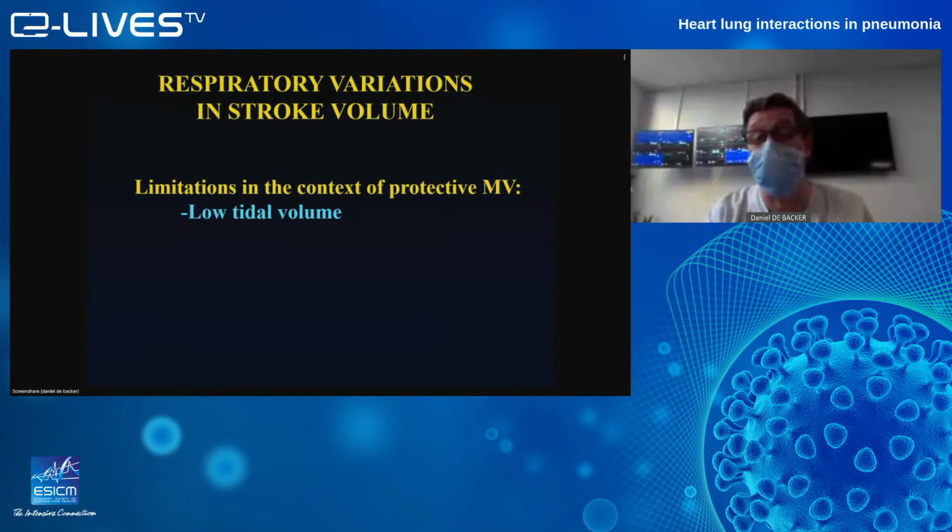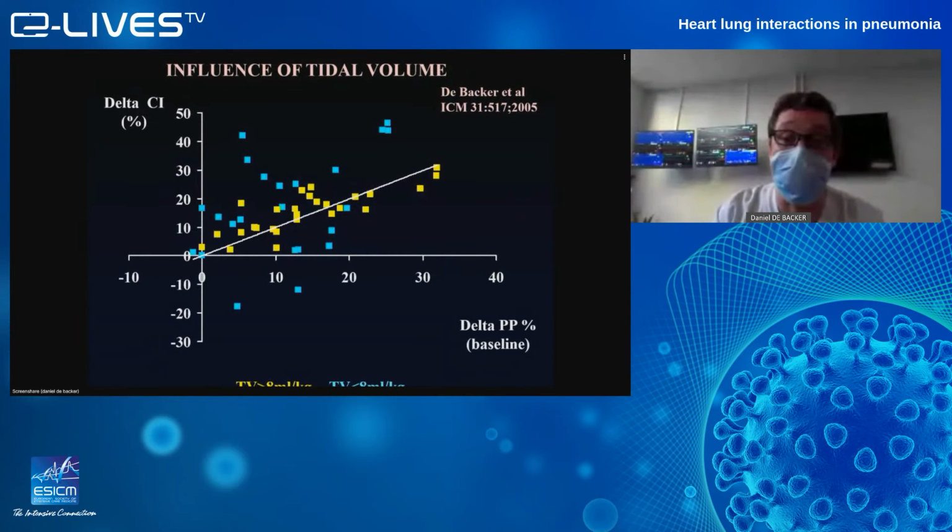So the problem is that we unfortunately have some limitations, and this may be even more pronounced in the context of protective mechanical ventilation that we apply in these patients. The first aspect is, of course, the low tidal volume. And we demonstrated a few years ago that when a low tidal volume, lower than 8 milliliters per kilogram, is used in these patients, the prediction of the response to fluids is really lost. And this is a little bit worrisome because more and more we ventilate our patients with tidal volumes lower than 8 compared to what we did previously.